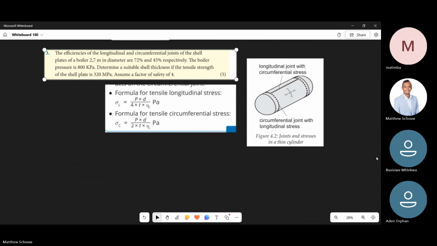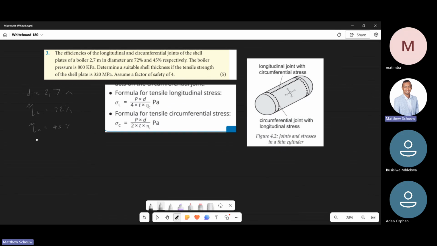Okay, perfect. So let's try to embark on this question. Here they're stating the efficiency of a longitudinal and circumferential joint of the shell plates of a boiler, which is one of the cases of a pressure vessel, of 2.7 in diameter, and the efficiencies are 72% and 45%. So let's put that there. I'll write this down. Our diameter, D, is equal to 2.7 meters. Our efficiency of the longitudinal joint is 72%, and our circumferential is equal to 45%.